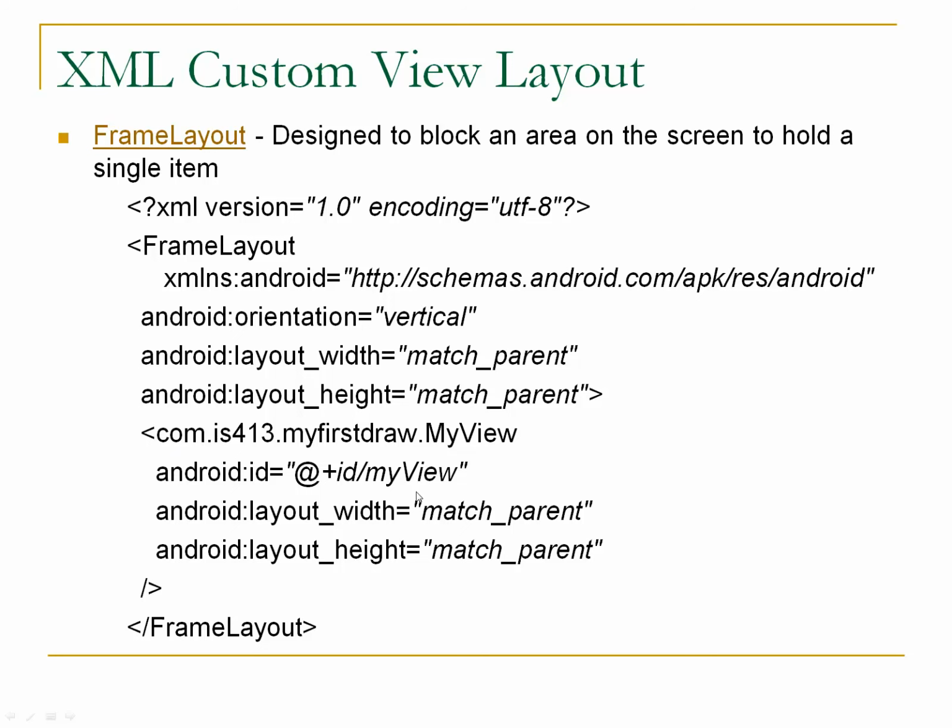Notice here we set the ID as per usual. The same with the width, the same with the height. Again, we give it the fully qualified class name. That includes the package and just the name of the class. Get the ID as per usual, and the width and the height. The width and the height, match parent, we're going to take all of the screen real estate. So let's go ahead and look at an example. We'll do that in the very next video.